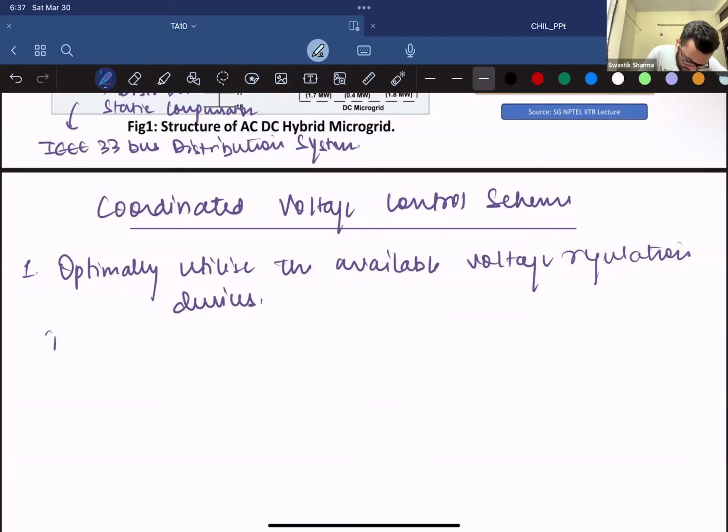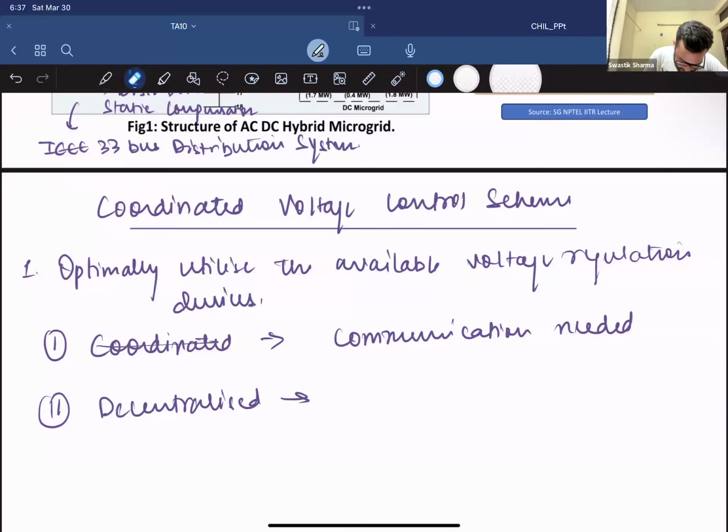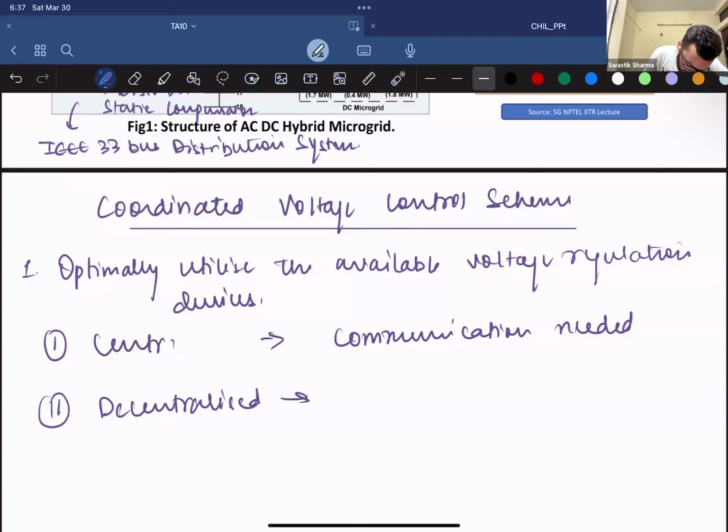There are two kinds of these techniques. One is centralized, in which a central coordinator coordinates the control, so that means it requires communication. And the other is decentralized, in which you don't need communication because all of them work on their own by using this CVC scheme.